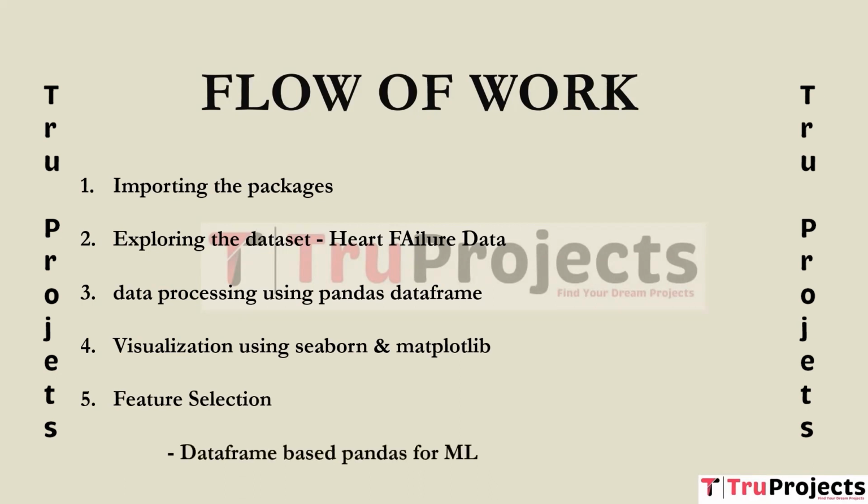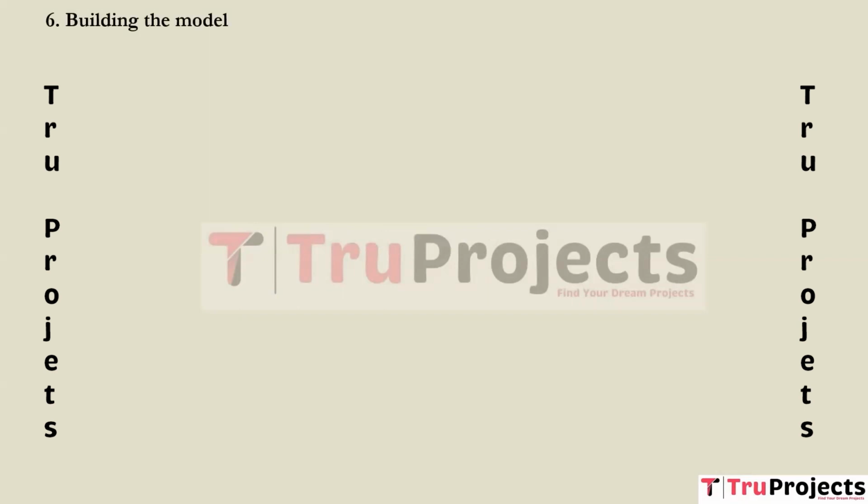Feature selection. In this step, relevant features from the dataset are selected. Feature selection aims to choose the most informative features for the machine learning models, improving model performance and reducing computational complexity. Building the model. In this module, we train the model using different algorithms, and they are KNN, which is K nearest neighbor. It is a supervised machine learning algorithm used for classification and regression.